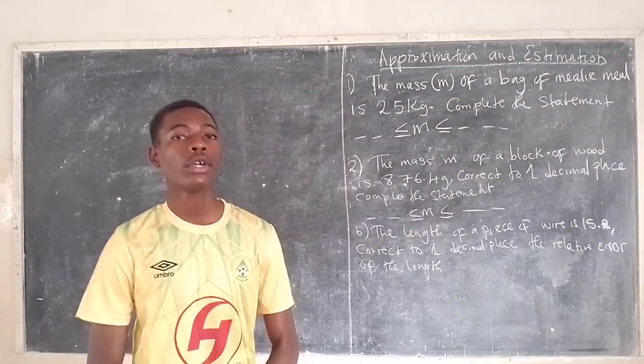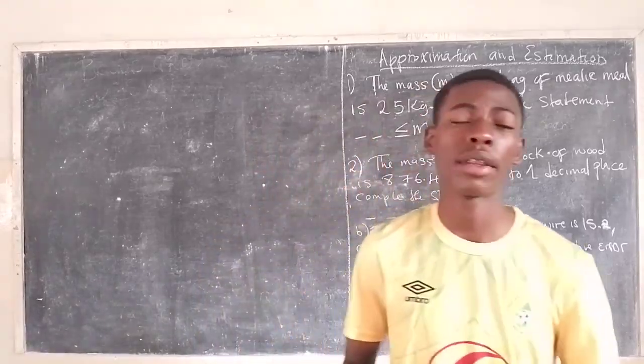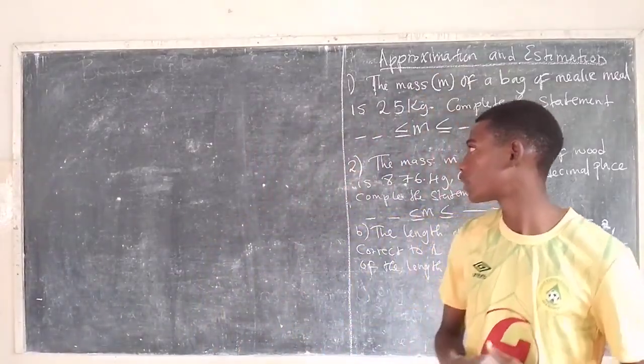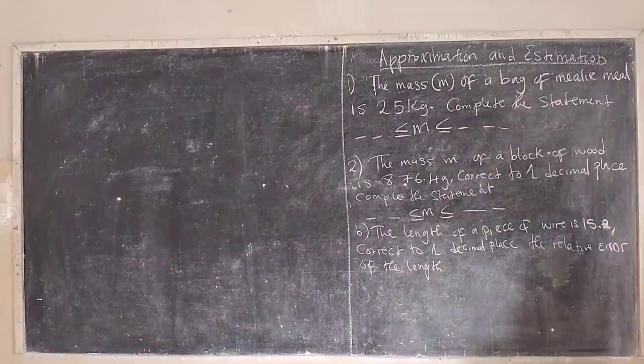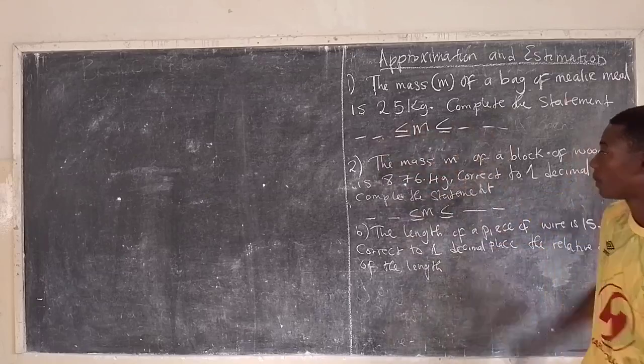Afternoon everyone. Here with me, we are going to do approximation and estimation under mathematics. How are you supposed to tackle such questions? So we have been taught to say the first question says the mass M of a bag of milling meal is 25 kg. Complete the statement below. So we have this statement, we have the mass.